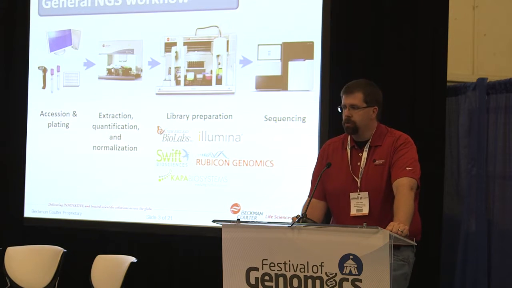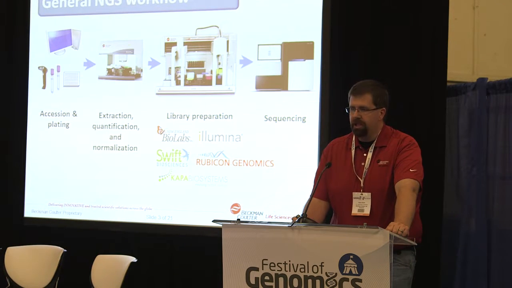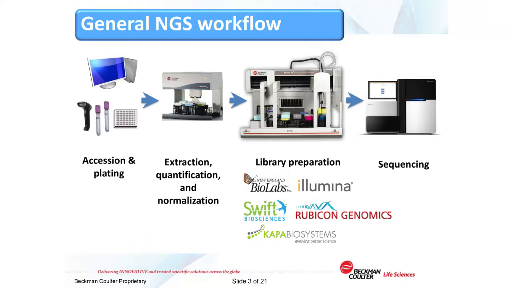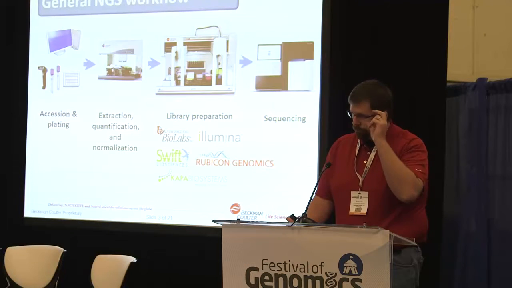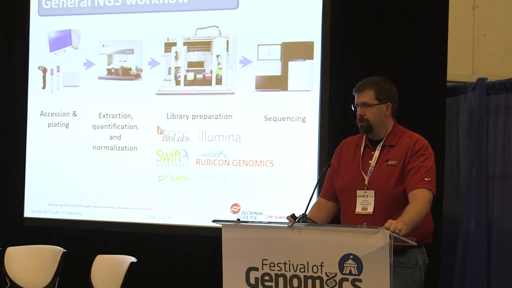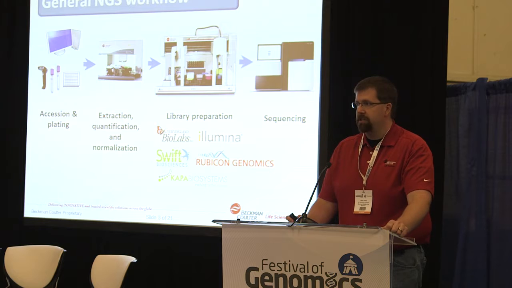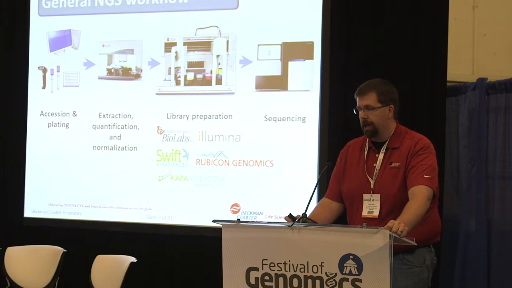So your general NGS workflow will start with accession and plating of various samples. You might be consolidating samples from more than one project onto a plate for library prep. If you're starting with whole tissues, then you potentially would need to extract those nucleic acids, either DNA or RNA. We're using our Sprite technologies, so it would be RNA advanced for RNA, DNA advanced for DNA, GenFind, and several other products that we offer for extraction of nucleic acids.